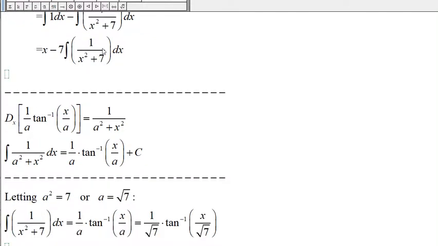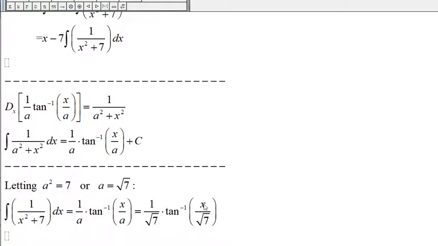So for this integral right here, we can let a squared be 7, or a is the square root of 7. So the integral of 1 over x squared plus 7 will be 1 over a times tangent inverse of x over a, but a is the square root of 7, so we get 1 over the square root of 7 times tangent inverse of x over the square root of 7. So that's what the integral of 1 over x squared plus 7 is.